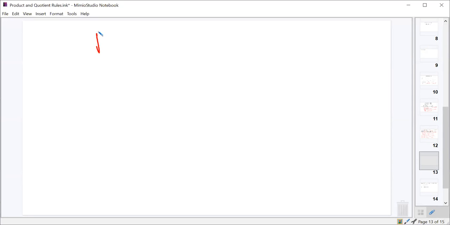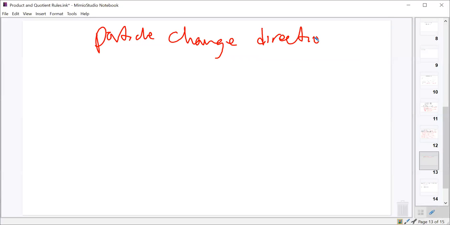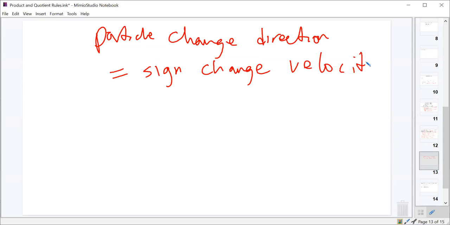Right, so for the particle to change direction, we have to have a sign change in the velocity. And in order for that velocity to have a sign change, to go from positive to negative, what does the velocity have to equal for an instant there?